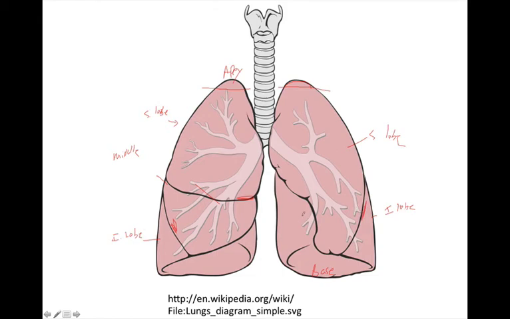And now the left lung, notice right here on the lower side of this lung, you see this indentation. This is basically where the heart compresses up against that left lung, and that's what's called the cardiac notch.